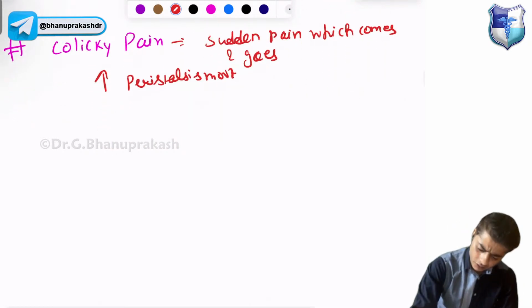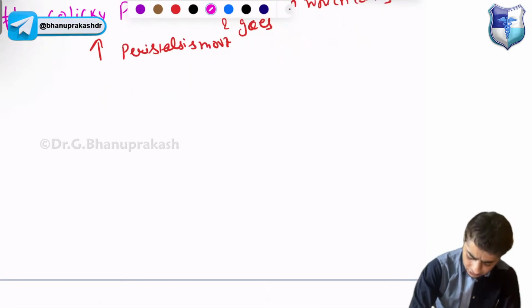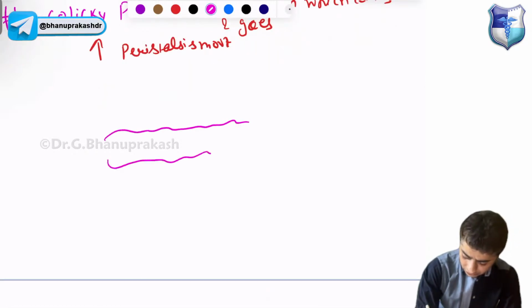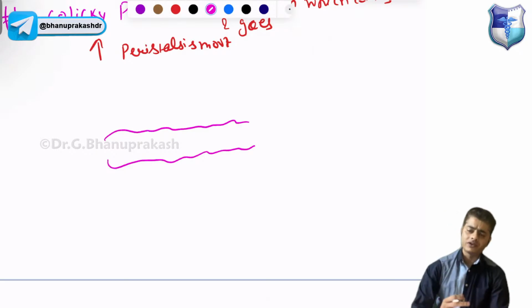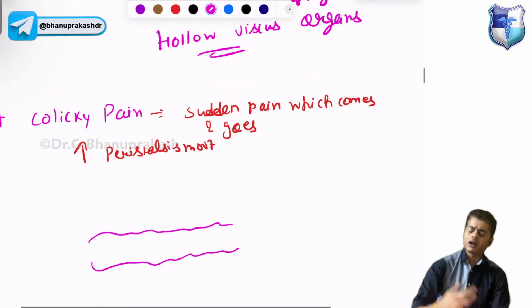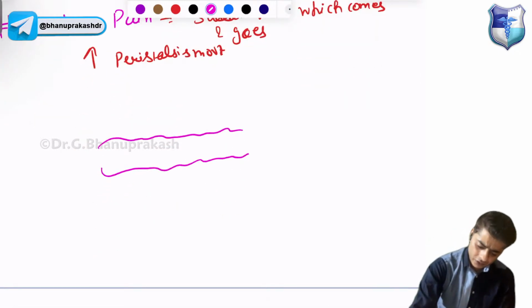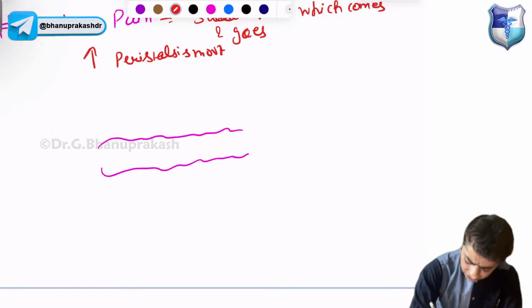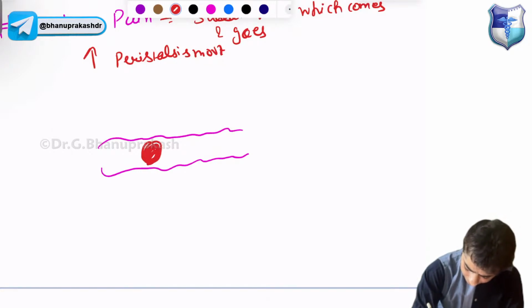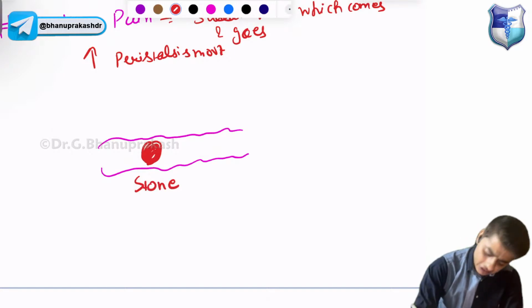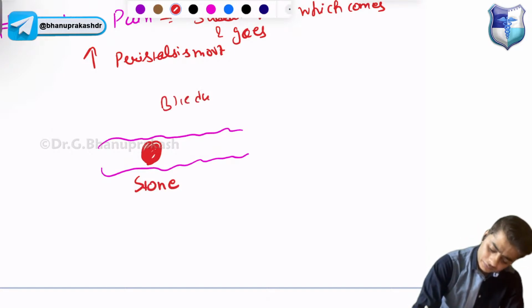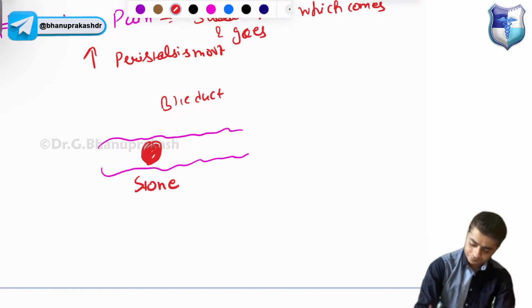See, suppose this is any hollow visceral organ. What are hollow viscous organs? They are like the esophagus, GIT, small intestine, large intestine, or your biliary tract. Now suppose there is a stone here, and suppose this is a bile duct and it wants to drain the bile. Now there is obstruction to the flow of bile due to this stone.